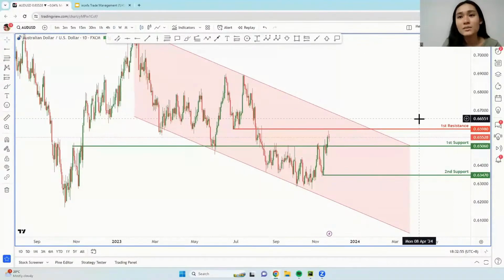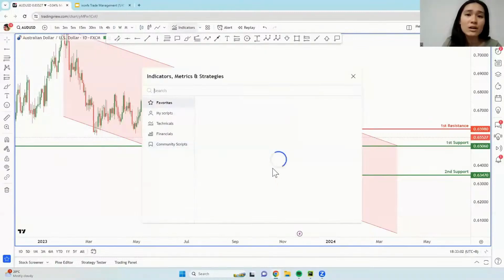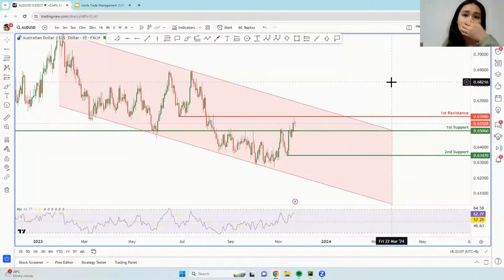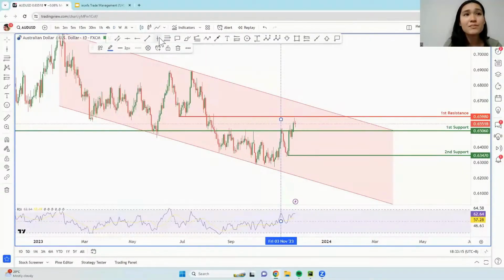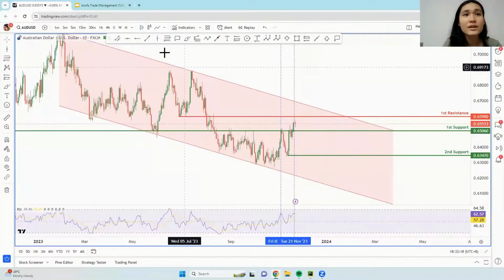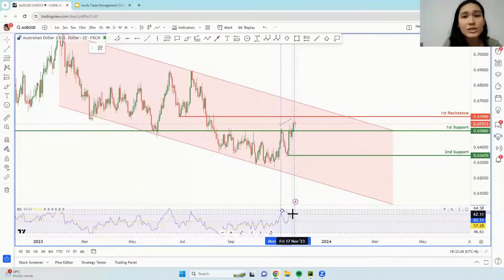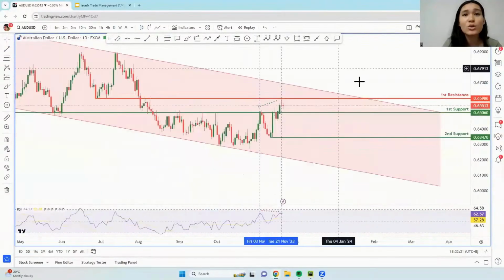Okay, so we see price kind of reversing off of our first resistance here. I think I wanted to point out as well, let's take a look at RSI. Over here we have a bit of a divergence. We have prices moving upwards on our daily time frame, whereas over here you see price making a lower low.